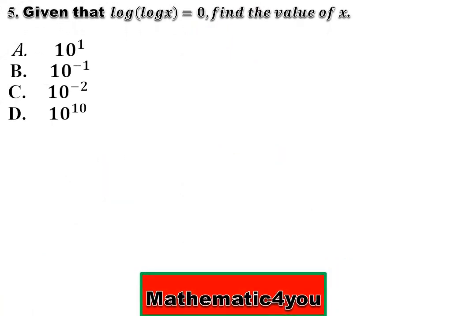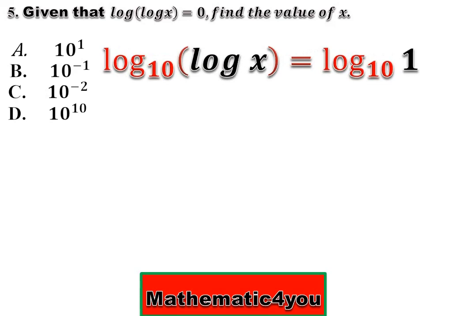Given that log base 10 of (log x base 10) equals 0, find the value of x. Alright, so you have log base 10 of (log x base 10) equal to log 1 base 10. Okay, so log 1 base 10 is equal to 0. Don't forget this one: log 1 base 10 is equal to 0.